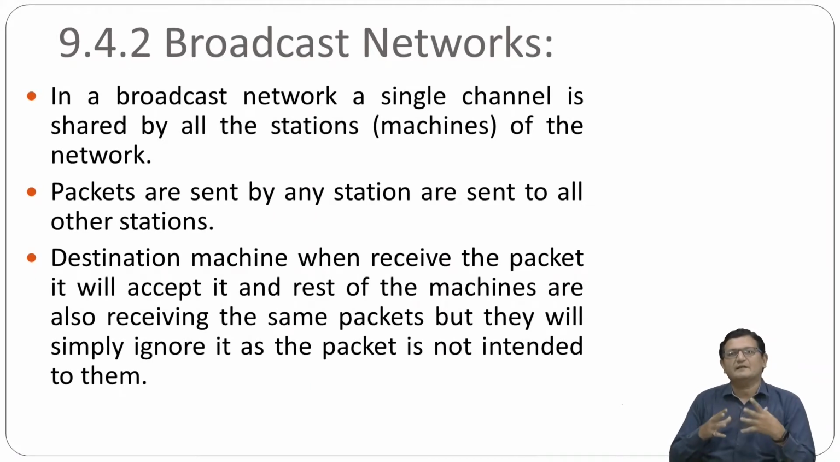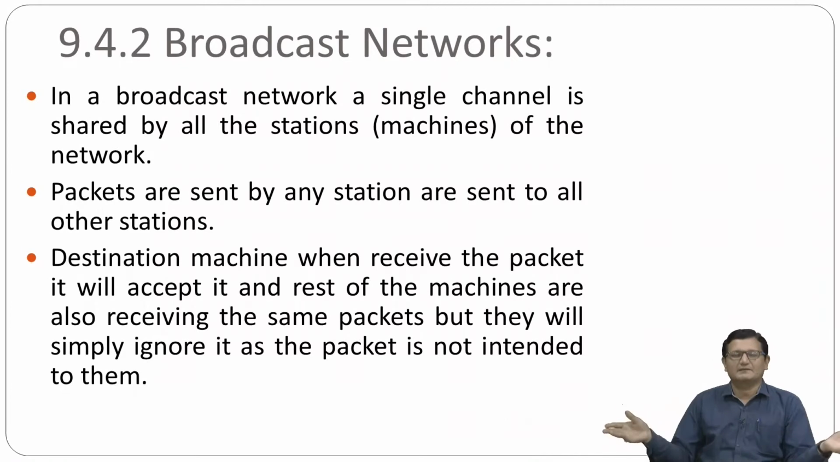So, basically when is a broadcast network used? If you are using a local area network, with a hub or switch, then whatever data is coming from one machine will be broadcasted, sent to every machine, right. Whatever signals come from one machine are broadcasted to every machine, and that is called a broadcast network, right. So, in a local area network we usually use broadcast technology. In a broadcast network a single channel is shared by all the stations, right.